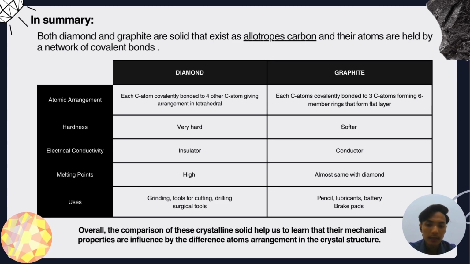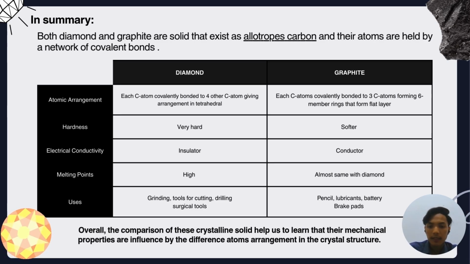So we know that tetrahedral is one of the strongest molecular geometries. And for graphite, each carbon atom is covalently bonded to three other carbon atoms, forming six-membered rings that form a flat layer held loosely by van der Waals force. So it affects the next characteristic, their hardness. Diamond is very hard, and graphite is softer.